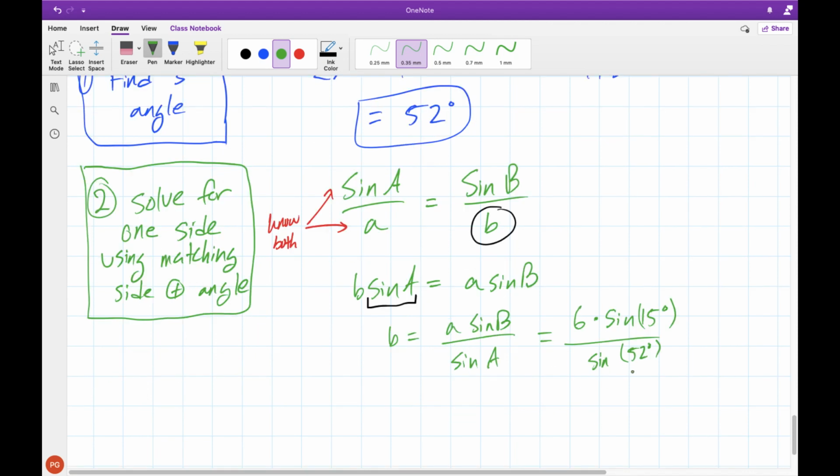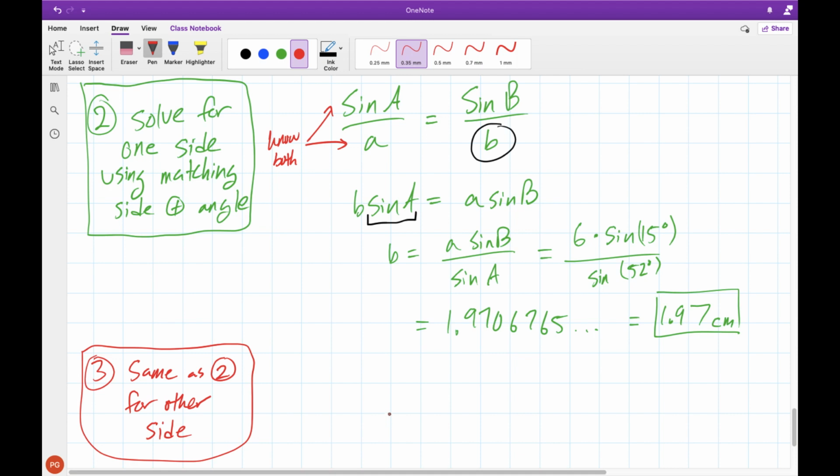Once you have all of this, you should just be able to plug it into your calculator and get your answer. Here we're going to round to 2 decimal places. First we have our unrounded answer in case we want to use it later, and here's our rounded answer to 2 decimal places. Our last step in these types of problems is the same as our second step, except instead of solving for one of our missing sides, we solve for the other one.